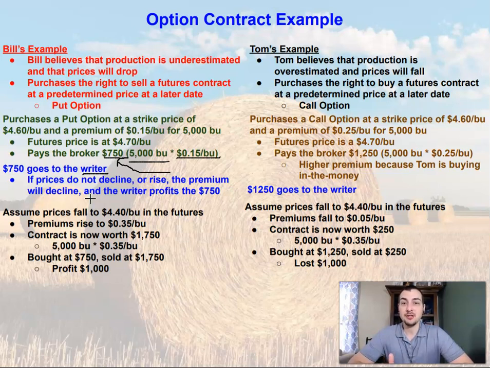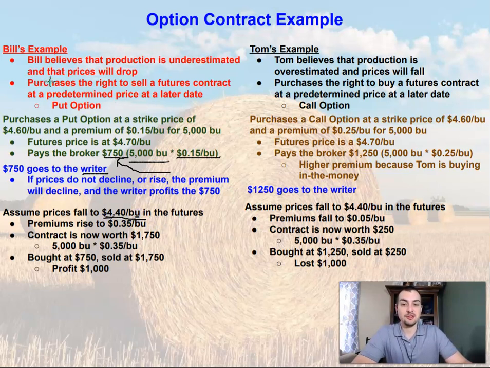The most he can actually lose is $750. That's it. That's what he pays. That's his insurance premium. Just like you pay your premium to the car insurance, you don't get it back. So let's assume though that prices fall to $4.40.